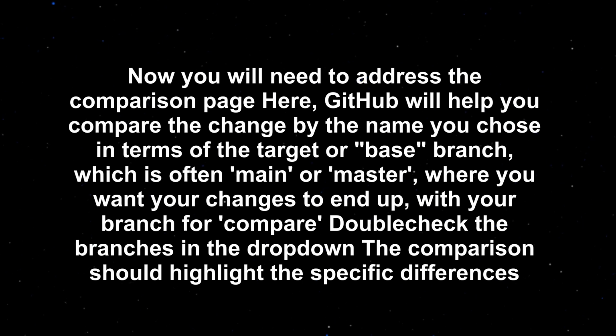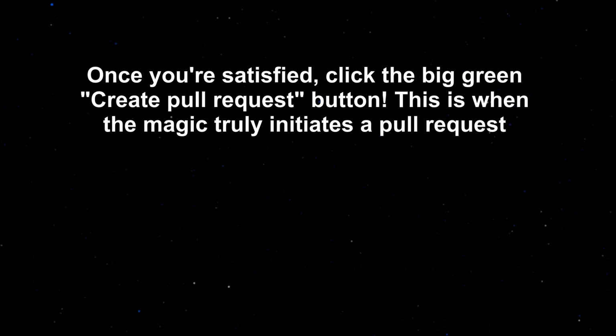With your branch for compare, double-check the branches in the drop-down. The comparison should highlight the specific differences. Once you're satisfied, click the big green Create Pull Request button. This is when the magic truly initiates a pull request.